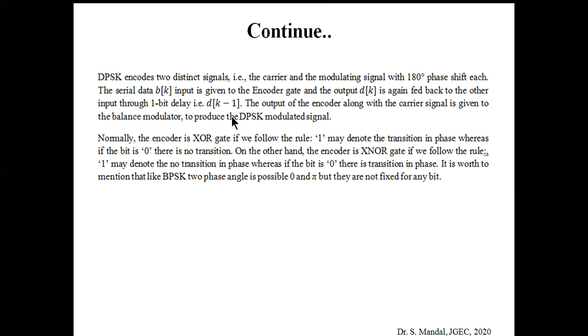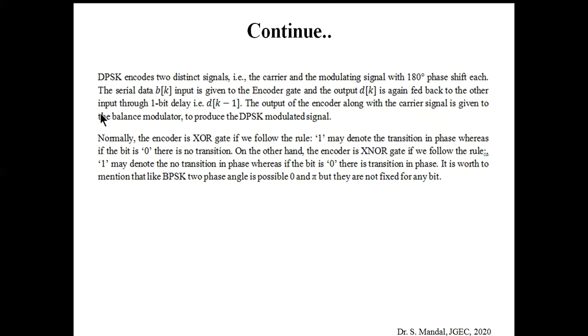Now the encoder is either an XOR gate or an XNOR gate. Now, if you follow the rule that 1 denotes the transition in phase and 0 denotes no transition in phase, then the encoder will be an XOR gate. And if you follow the reverse rule, that is 1 denotes no transition and 0 denotes transition in phase, so in that case the encoder is nothing but a 2 input XNOR gate. So why do we conclude this XOR or XNOR gate as an encoder? That will be discussed in the upcoming slide.